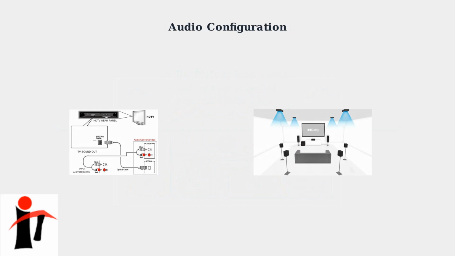Audio configuration ensures you get the best sound experience from your content. The EE Box Pro supports multiple audio output options to match your specific sound system setup. Configure your audio output based on your setup: HDMI for direct TV connection, optical for external sound systems, or stereo for basic speakers. Enable advanced features like Dolby Atmos or DTS if your sound system supports them.